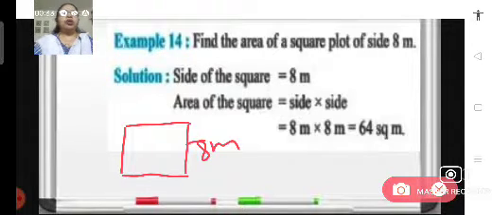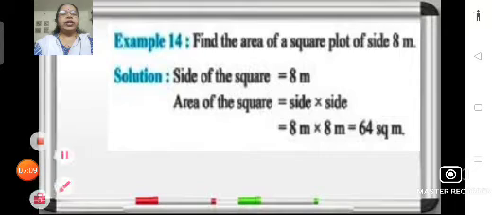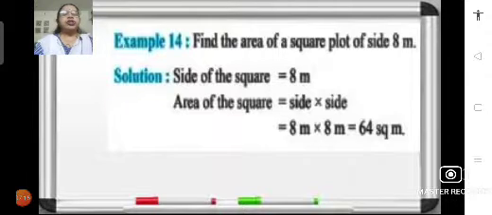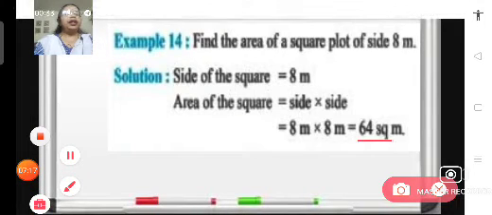So what will be its area? It will be side into side. That means 8 into 8, 8 meter into 8 meter. So 8 8s are 64. 64 square meter will be the area of this square plot.